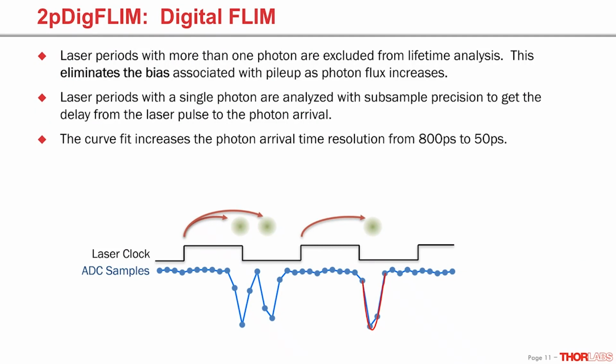Additionally, because we're counting every photon that's emitted between laser cycles, we can tell if more than 1 photon has arrived in a given period. This allows us to eliminate the bias that's usually generated by pulse pileup if the intensity is too high. We simply eliminate any pulses in our calculations where more than 1 photon has arrived. Additionally, we do a curve fit in the FPGA for every pulse that is detected, and this increases the resolution of our system from 80 picoseconds, which would be the native resolution of a 1.25 gigahertz sampling rate, to 50 picoseconds, which would be equivalent to sampling at 20 megahertz.